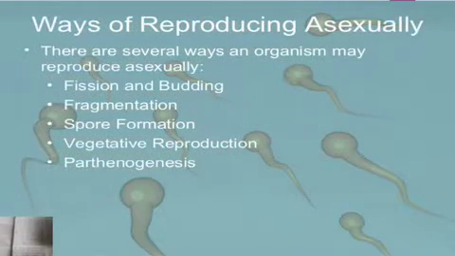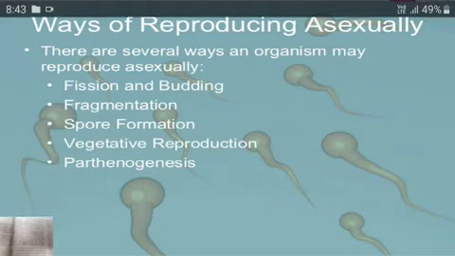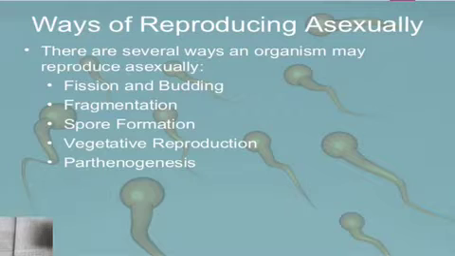Next, organisms that reproduce asexually are found in stable environments to which they are very well suited. So next one is ways of reproducing asexually. Students, there are several ways an organism may reproduce asexually. These are fission and budding, fragmentation, spore formation, vegetative reproduction, and parthenogenesis. In this video we will discuss fission and budding and fragmentation.